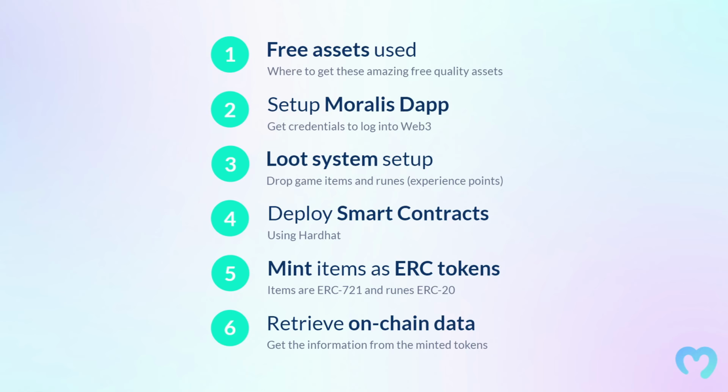Fourth, we're gonna deploy 2 different smart contracts using Hardhat. After that, we're gonna mint the items as ERC tokens. So the game items are gonna be ERC-721 and the runes, so the experience, will be ERC-20. And finally, we will learn how to retrieve this on-chain data that will be on the blockchain after minting, and we will get the information to populate items on the inventory and also the runes on the top left of the screen.